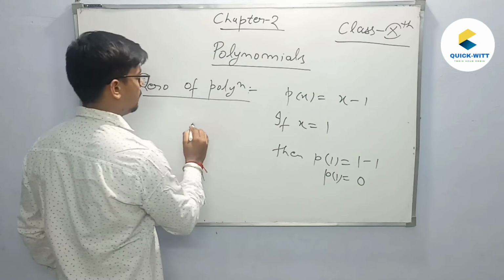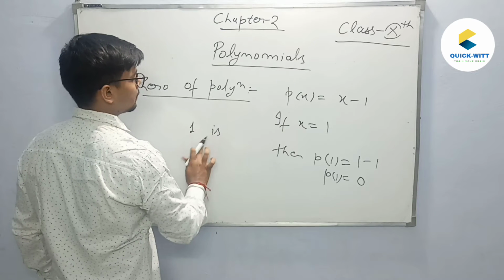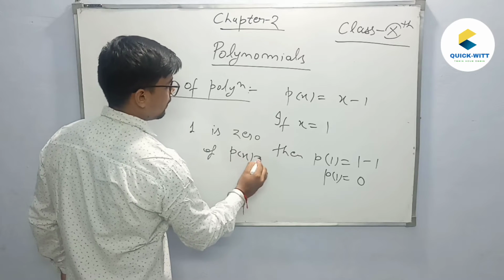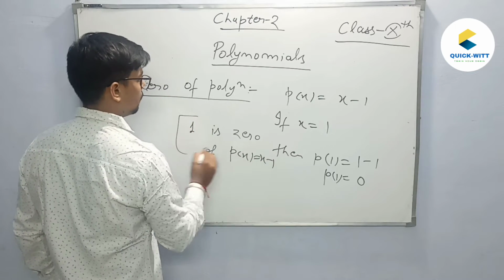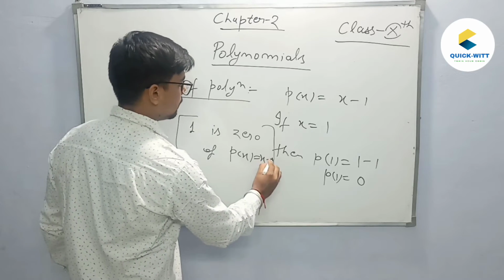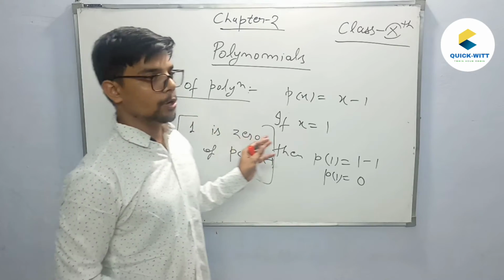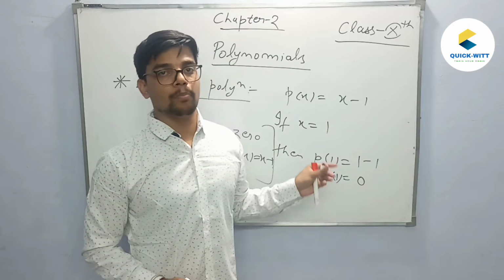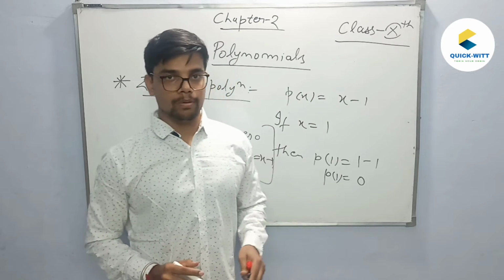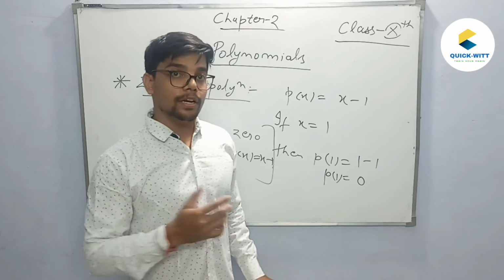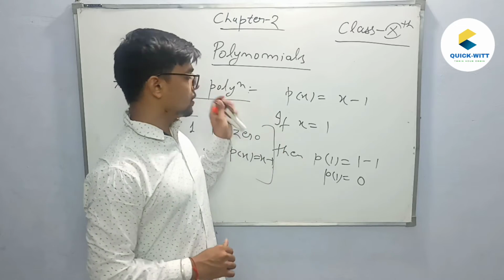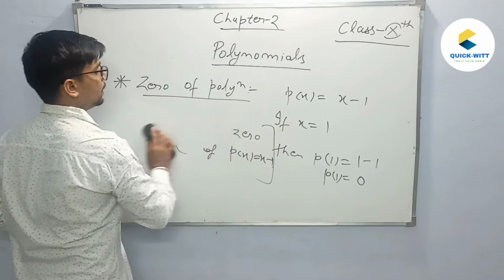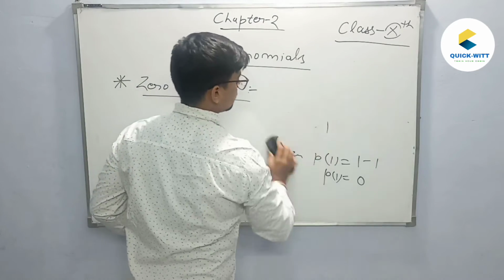So this 1 is the zero of the polynomial x minus 1. You understand that? Zero of a polynomial is a point which we put in the polynomial and the polynomial value goes to 0. But what is the geometrical interpretation of this zero of a polynomial? Zero of a polynomial indicates where the graph cuts the x-axis.